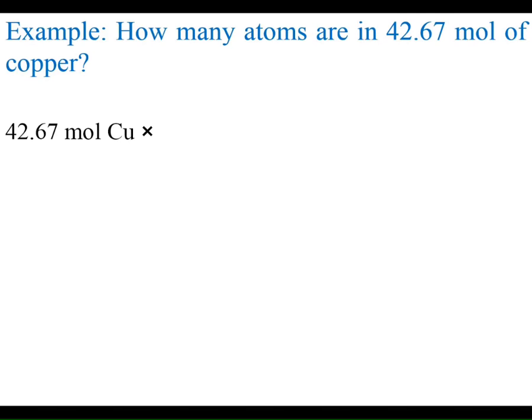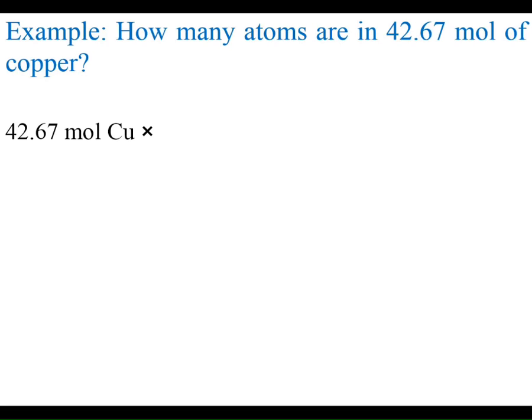Well, we know 1 mole of anything is Avogadro's number of that, right? Are you with me? 1 mole of anything is 6.022 times 10 to the 23rd, whatever that thing is. So 1 mole of copper would be 6.022 times 10 to the 23rd pieces of copper. What's the smallest piece of copper? Atom. The smallest piece of copper is an atom.